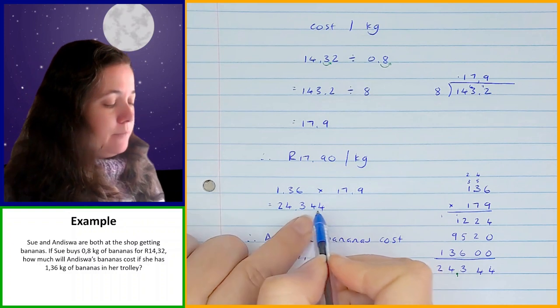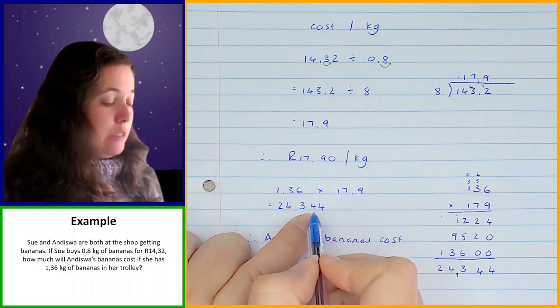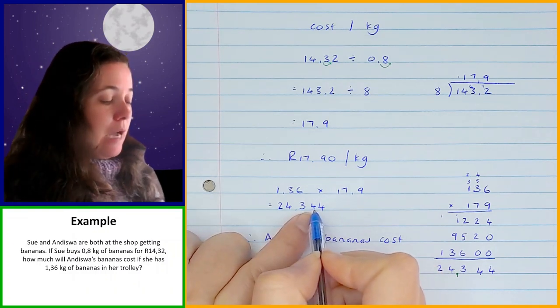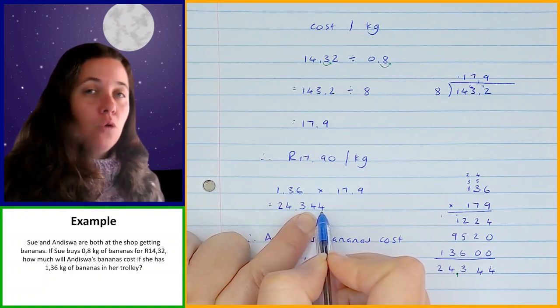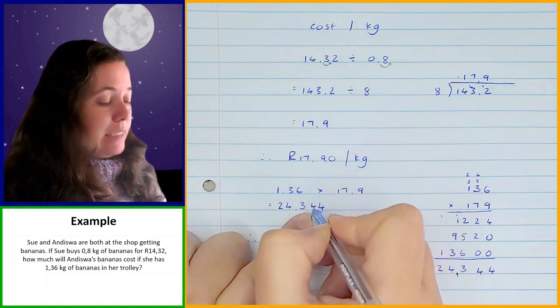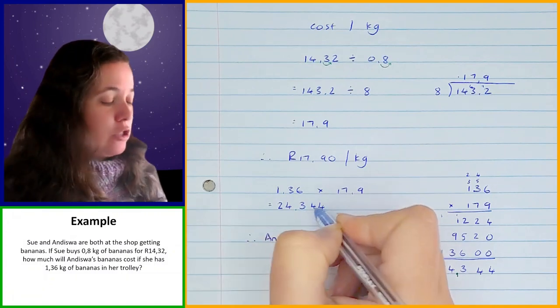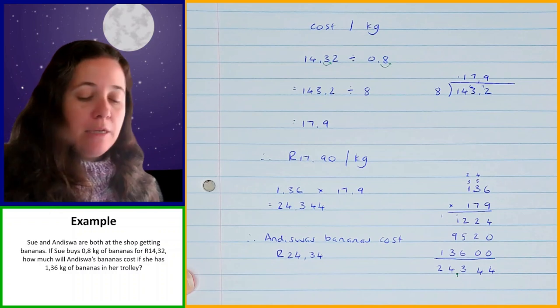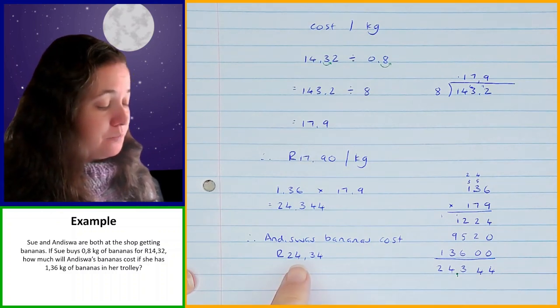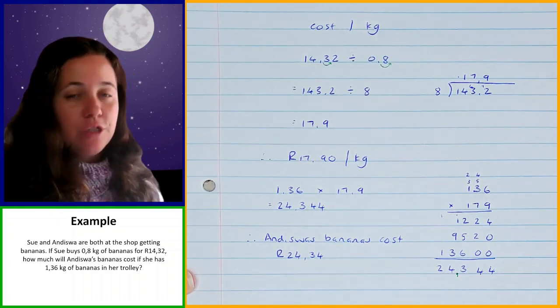If we're rounding off to 2 decimal places, we look at the second decimal place. I need to see what to do to that, so I'll look at the one after it. It is in the 4 or less bracket, which means that this is going to stay the same. So it's going to be 3, 4. So I have 24 rand 34, and that is how much Andiswa's bananas are going to cost her.